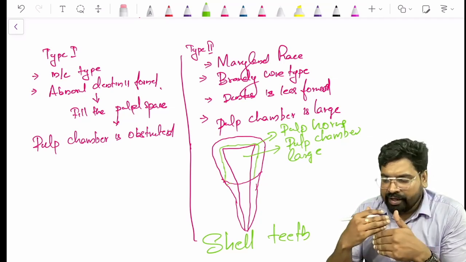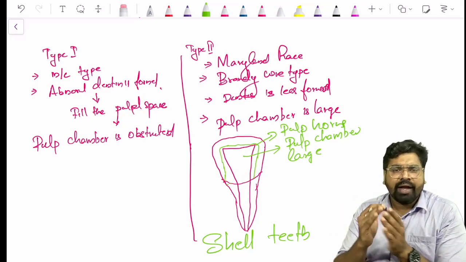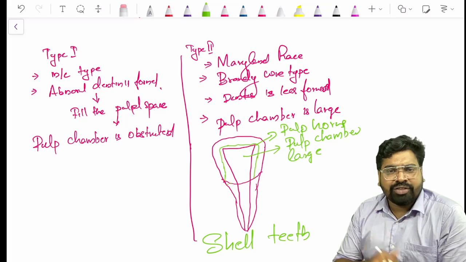So this is about dentinogenesis imperfecta, nothing much. You should know the difference between type 1 and type 2 and how it is clinically presented. I hope you understood what dentinogenesis imperfecta is.